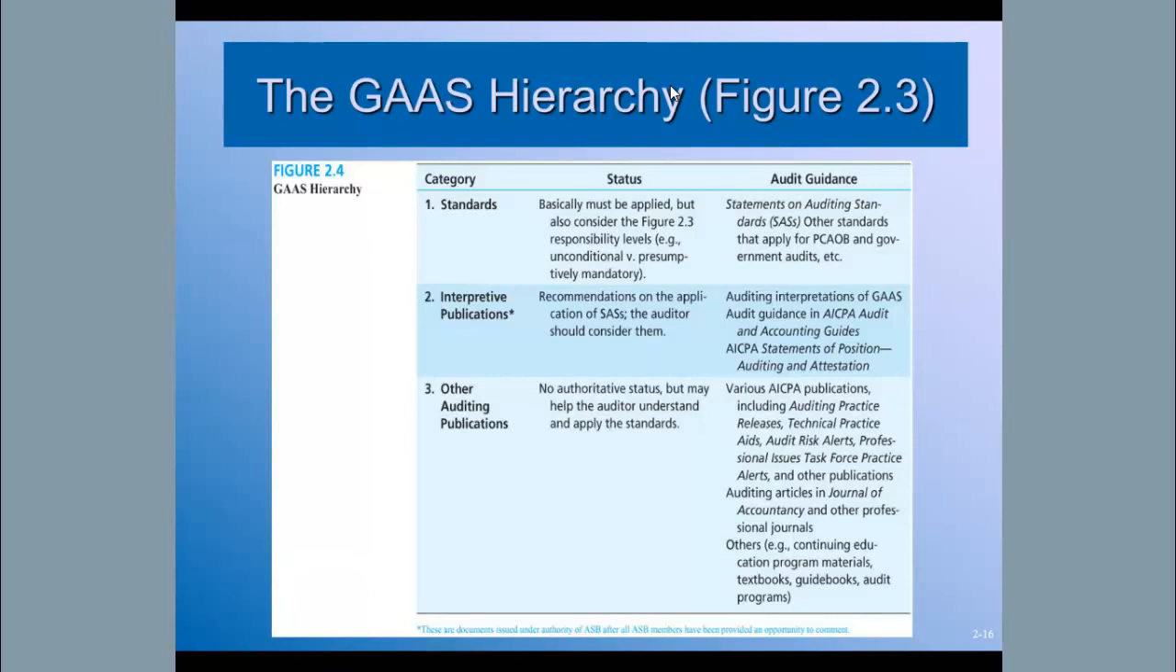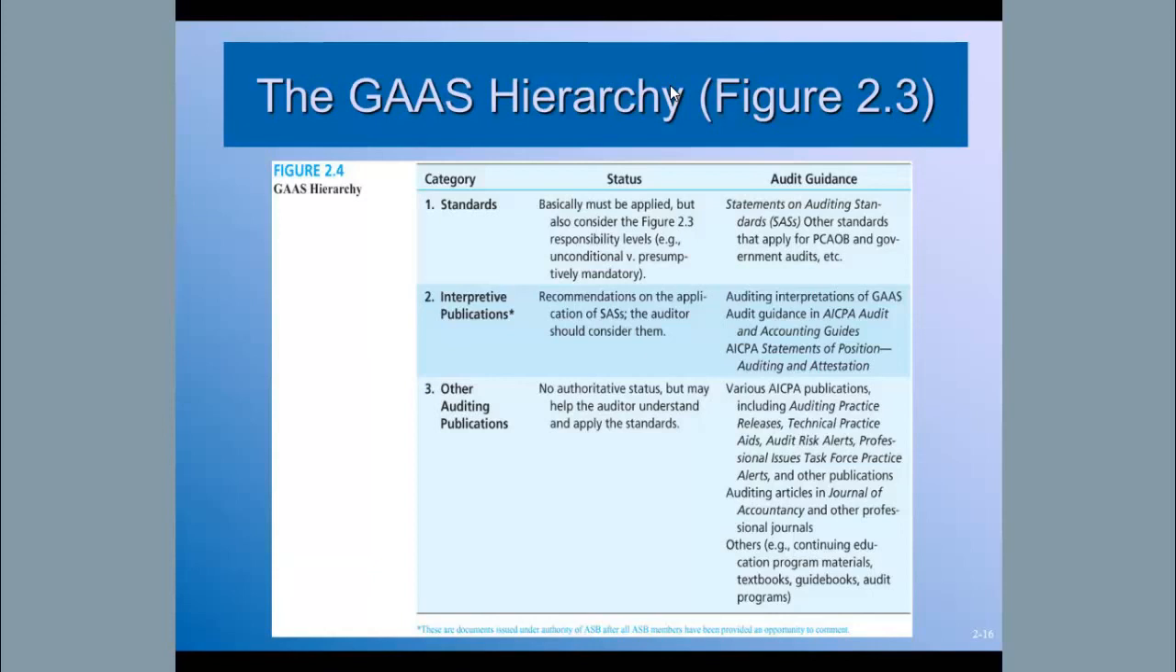There's a hierarchy. What that means is when you have a problem, like how to be auditing, the same thing was in generally accepted accounting principles. Well, in what order are the rules written? In GAAS, the generally accepted auditing standards, the standards come first. If there's something that you can't find in the standards, there's other things that have been written. They're called interpretive publications. People have written stuff. And then other auditing publications.